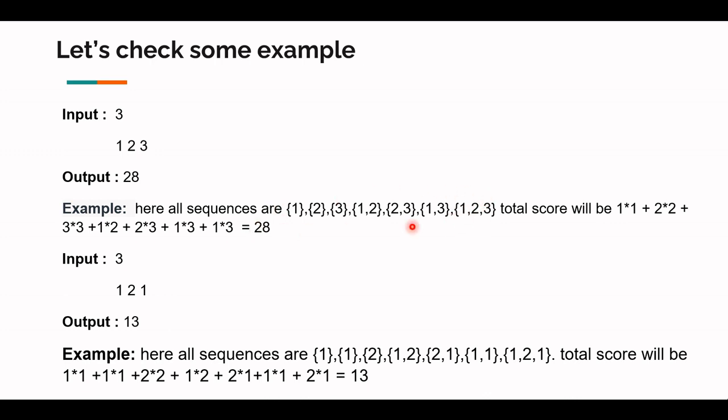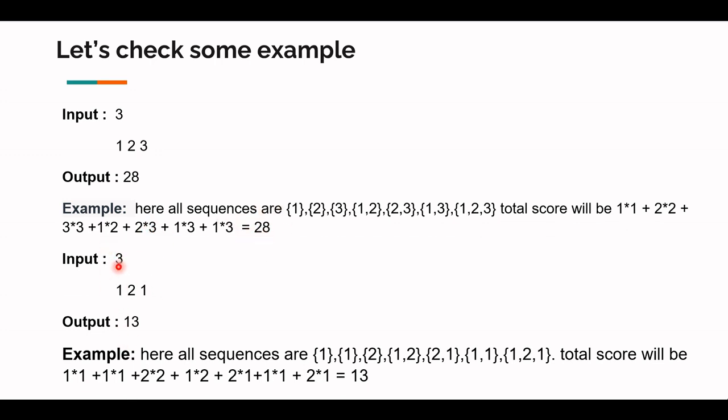If we find the score of each and every subsequence, for the single elements it is 1 cross 1, 2 cross 2, 3 cross 3. Then 1 cross 2, 2 cross 3, 1 cross 3, and for the full one, 1 cross 3. After adding everything, we are getting 28.